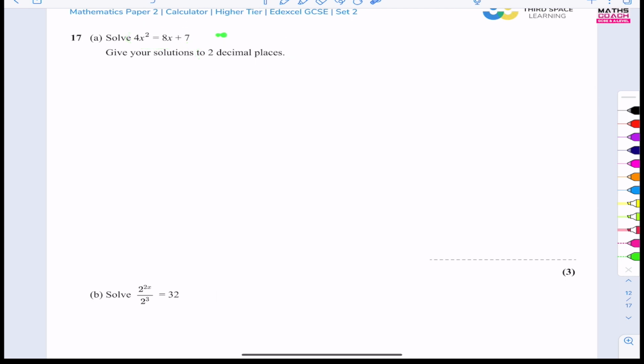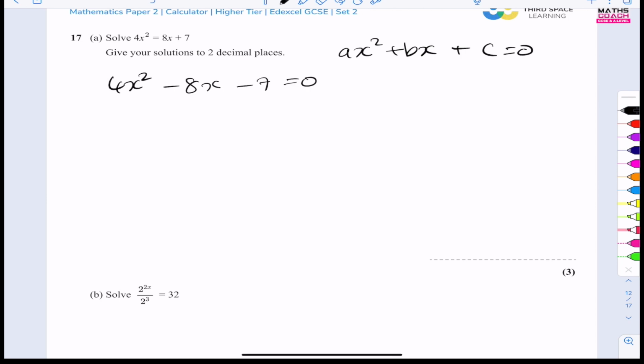So the first thing you want to do is rearrange this in the form ax squared plus bx plus c equals 0. So we're going to take the 8x plus 7 over to the other side, giving us 4x squared minus 8x minus 7 equals 0. We want to keep the x squared positive. And then we write down the values of our a, b, and c. So our a is 4, our b is minus 8, and our c is minus 7.